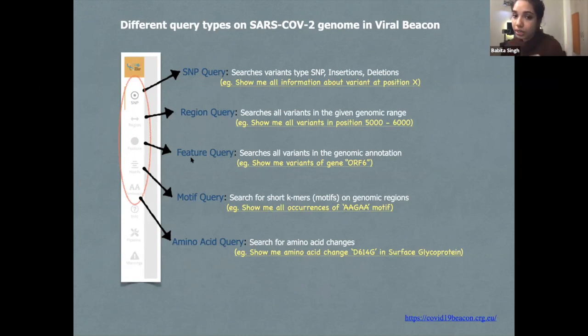I'm interested in only ORF6 or in the S region. So you can look for that. The motif query gives you k-mer searching. For example, you are interested in a certain motif or certain pattern of the sequences. It uses FIMO, and you can extract much information, as well as the amino acid query. Again, you can check for amino acid mutations directly.